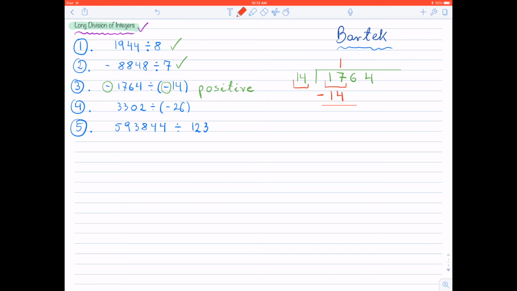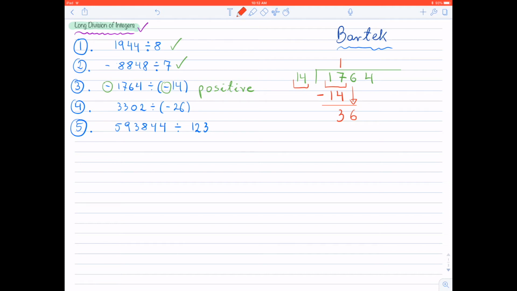We can subtract, and this becomes 3 as a remainder, so 7 minus 4. Let's bring down our next digit, which is 6. And now how many 14s go into 36? And now you're just guessing. So some people might see it right away, and others may not.